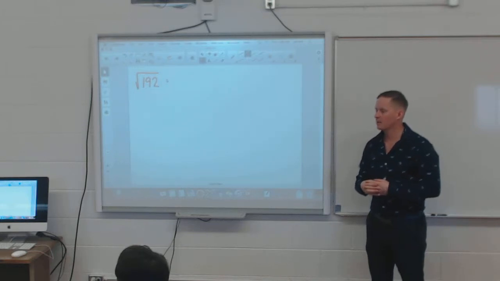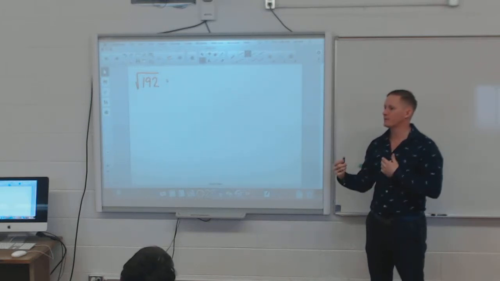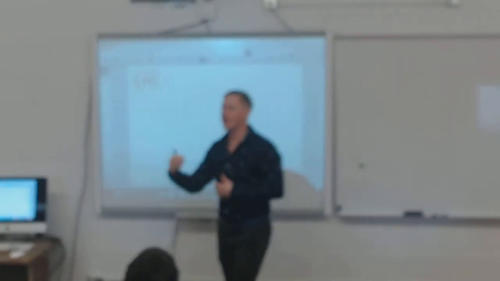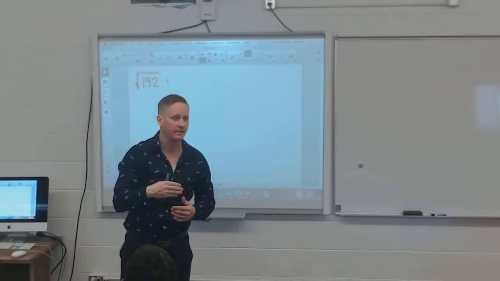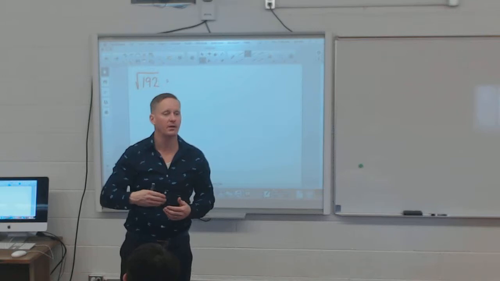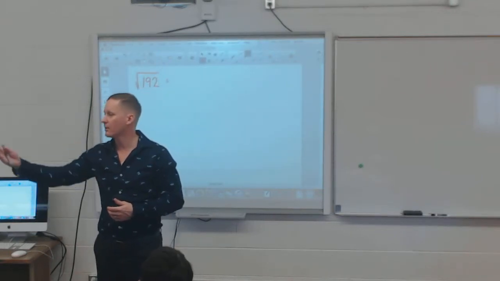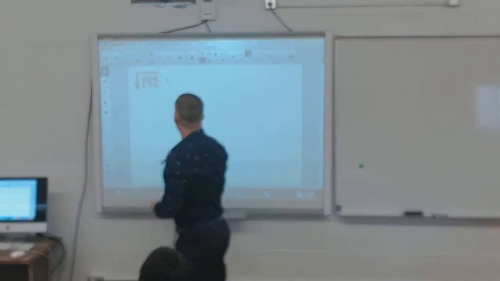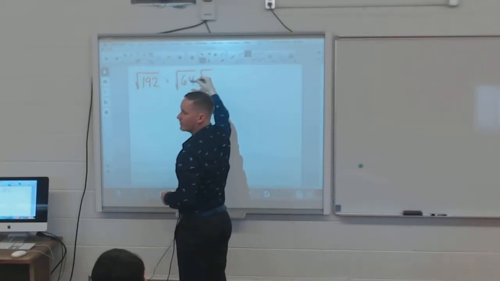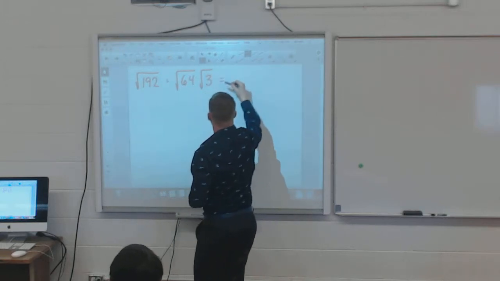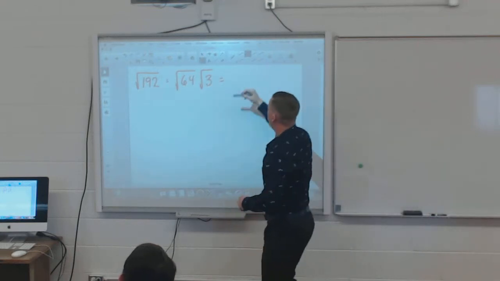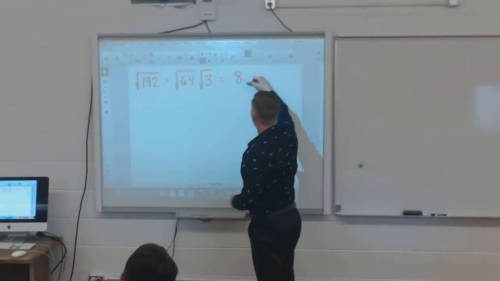Come again? No, this is doing the same thing that I said to Rory. When I say goes into, doesn't mean smaller than. Means divides into. So what is the largest perfect square that divides into 192? Go ahead. 64. And what do I times 64 by to get to the square root of 192? Times it by 3. Okay? So the answer then is 8 root 3.